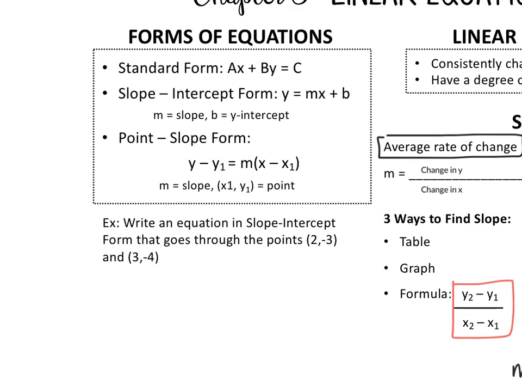Okay, so there are 3 forms of equations of a line. There's standard form, which is ax plus by equals c. There's slope-intercept form, which is y equals mx plus b. And there's point-slope form, which is y minus y1 equals m times x minus x1. The reason that you have different forms is just to make your life easier.